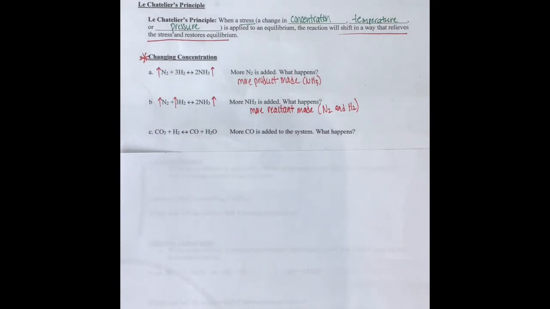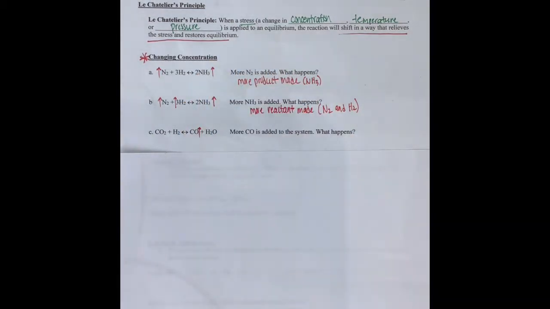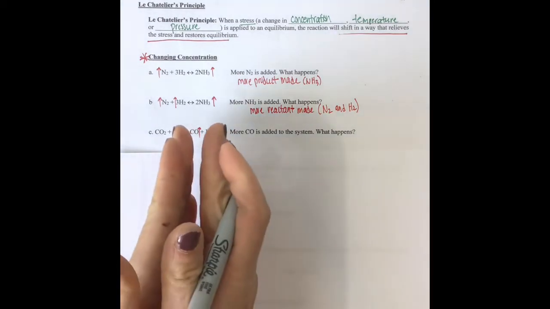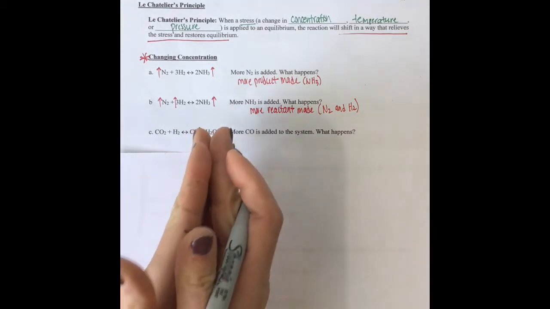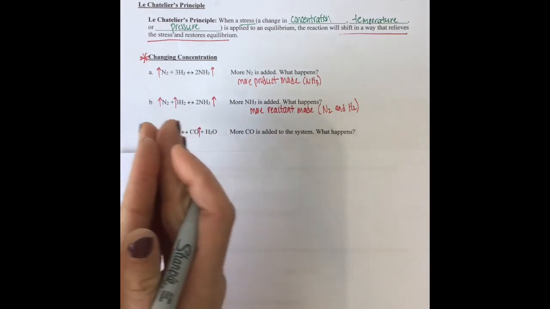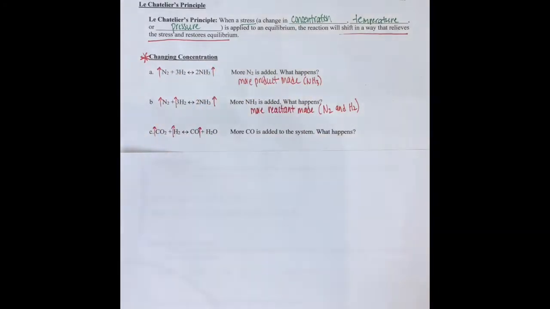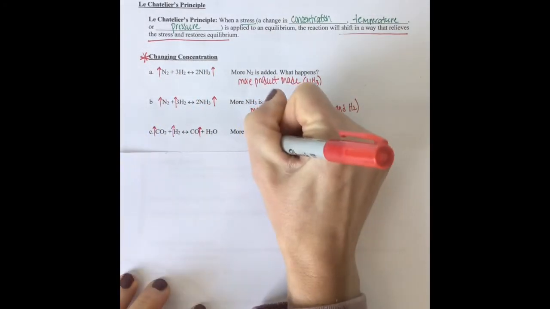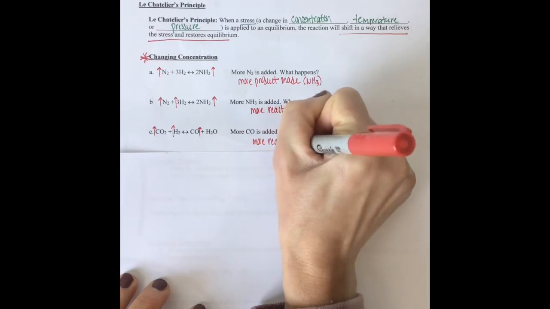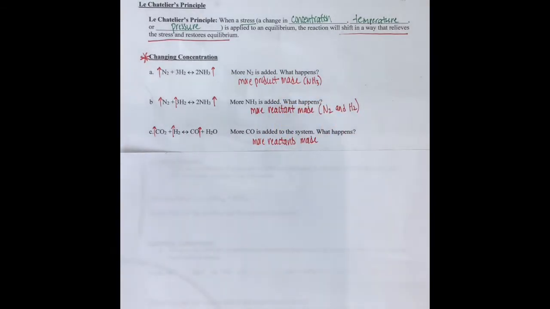Okay, so I think you can see from those that it's always going to do the opposite of what you did to try to counterbalance. Okay, and then finally, let's practice with letter C. More carbon monoxide is added to the system. Well, that's on the product side. So to relieve that stress, my equilibrium needs to shift this way towards the reactants. So I will be making more CO and more H2. More reactants made. Okay, so you'll have a couple of those to practice on your homework.